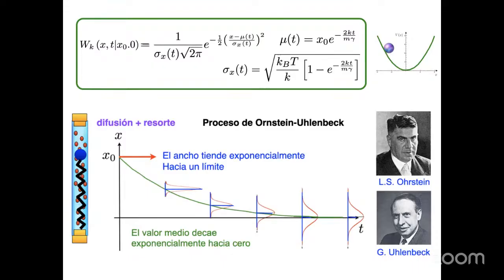This is an Ornstein-Uhlenbeck process, and this is the solution. The solution is a Gaussian, and the mean value of the Gaussian decreases exponentially to 0, the point where the spring doesn't exert any force. The width of the distribution goes exponentially to a limit value, the one that a harmonic oscillator has in equilibrium, and that's all.